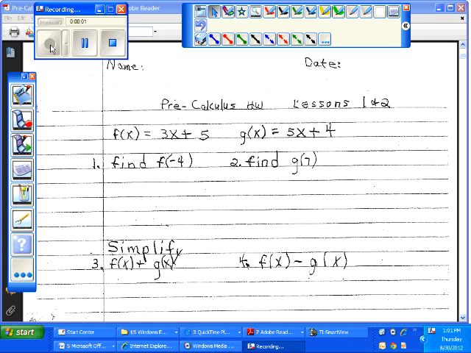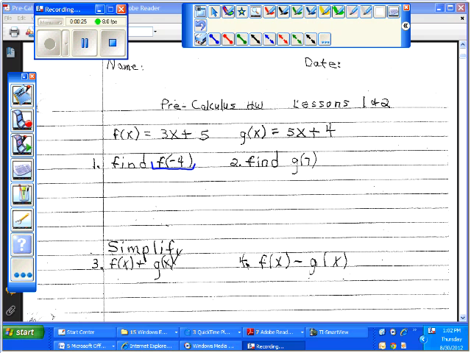Okay, we're going over the homework on lesson 1 and 2, and what we're talking about is functions, the definition of a function, evaluating functions, and doing compositions of functions. Okay, so we're going to start out with the function f of x is equal to 3x plus 5, and another function g of x is equal to 5x plus 4. Now, number 1 is asking us to do what?